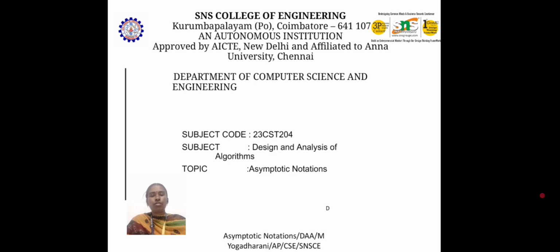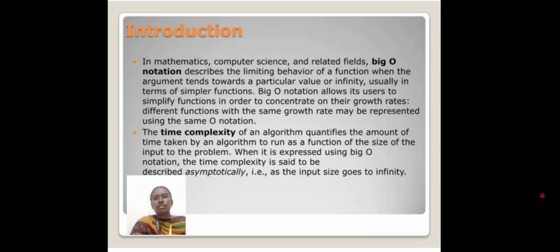Engineering. Today we are going to see about asymptotic notations in the design and analysis of algorithms subject. Asymptotic notations: in mathematics, computer science and related fields, big O notation describes the limiting behavior of a function when the argument tends towards a particular value or infinity, usually in terms of simple functions. So big O notation allows its user to simplify functions in order to concentrate on their growth rates. Different functions with the same growth rate may be represented using the same big O notation.